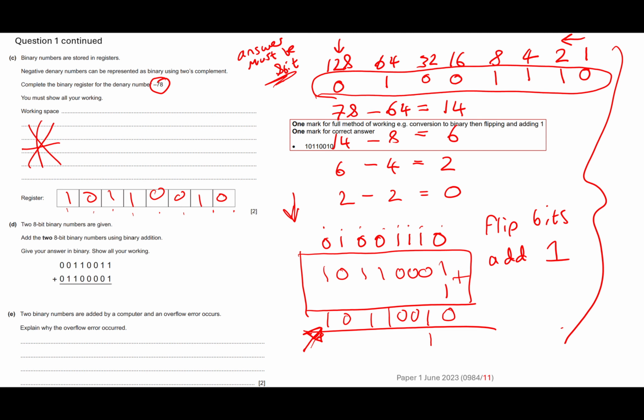Let's look at the answer for that one. Essentially they're going to look for the method, flipping the bits and adding 1, which we've done down here, and they're also going to look for the correct answer. So 1 mark for the method, 1 mark for the correct answer. So we're all good for that. Okay, so I'll stop this one and move on to the next question.